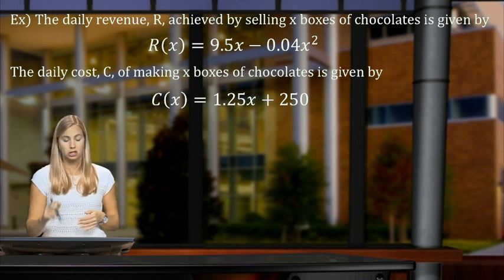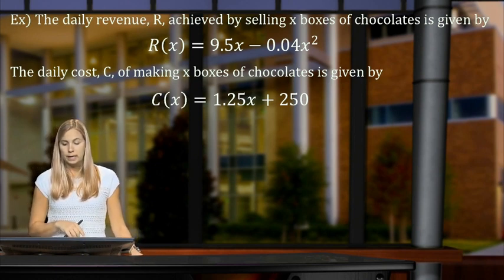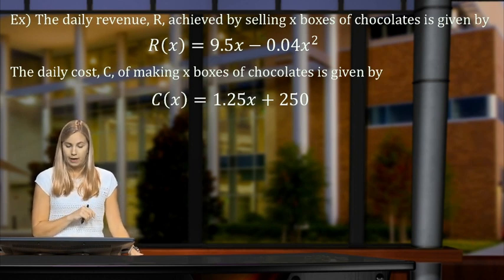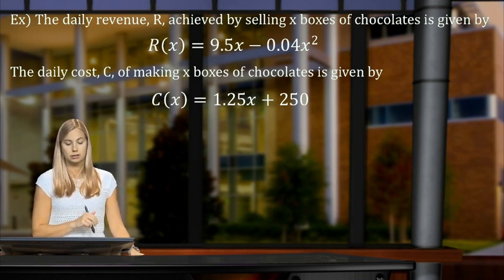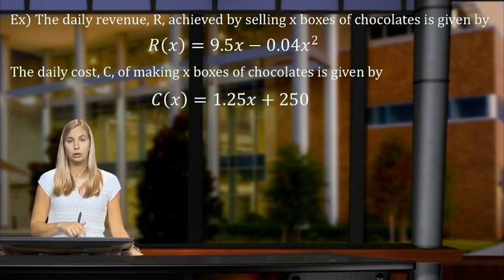Next, we'll look at some applications of quadratics. The daily revenue, R, achieved by selling x boxes of chocolates is given by the following function. R of x equals 9.5x minus 0.04x squared. The daily cost of making x boxes of chocolates is given by C of x equals 1.25x plus 250.